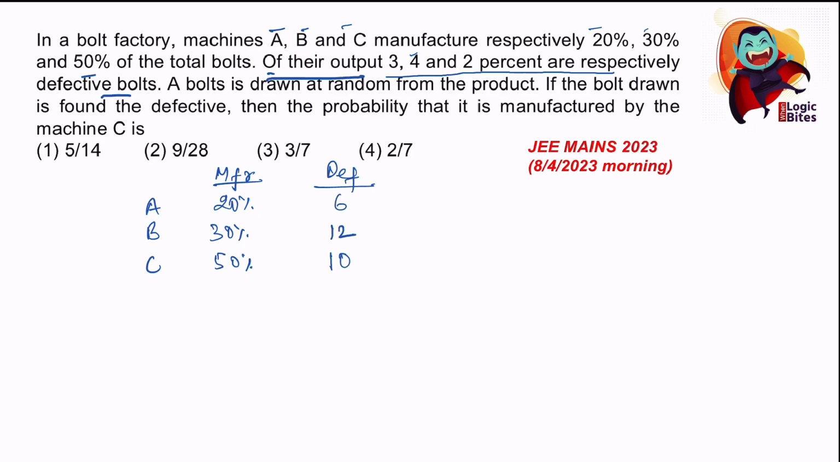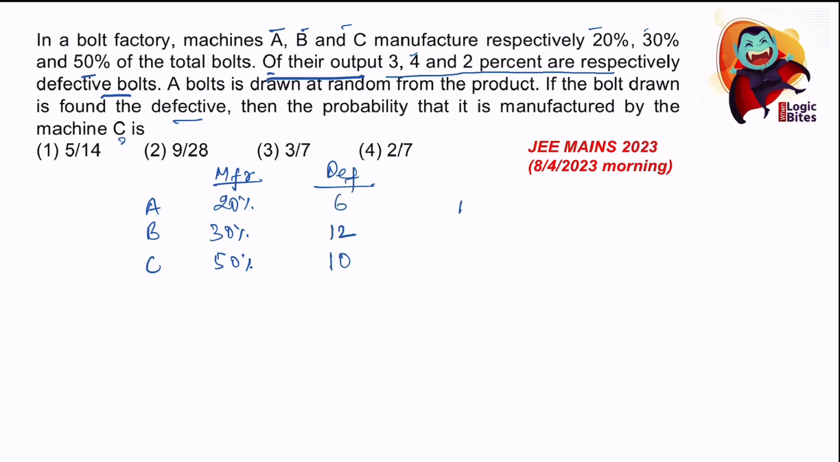If the bolt drawn is found defective, then the probability that it was manufactured by machine C. See here, the concept of total probability or Bayes theorem will be applied, because we are already given that the bolt drawn is a defective one. Now find the probability that it was manufactured by machine C. So we need to find the source. We will see how it is solved.